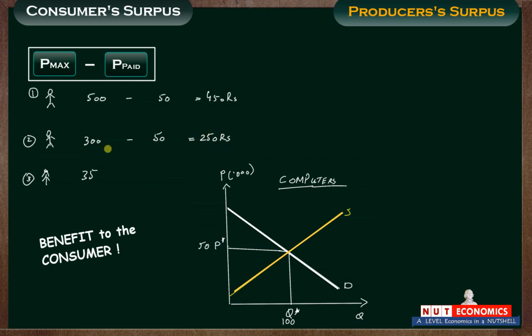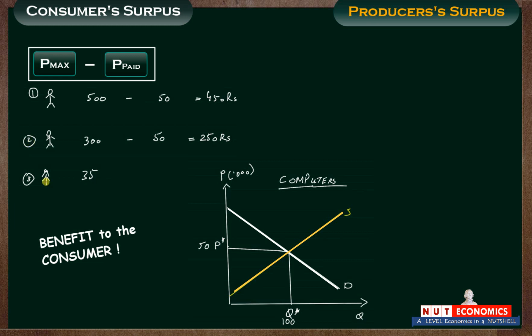And we give this benefit, this difference between the maximum he is willing to pay versus what he actually pays. That difference is known as the consumer surplus to the second consumer, or you can say on the second unit of computer that is transacted in this market.